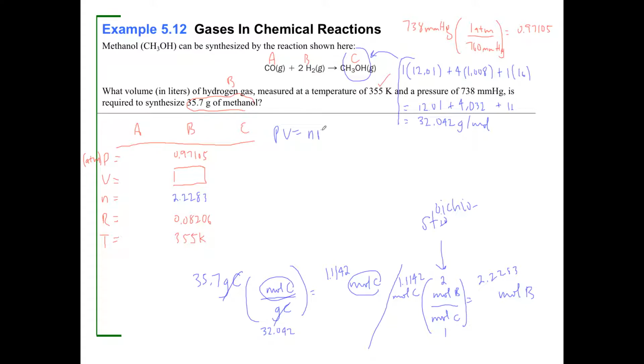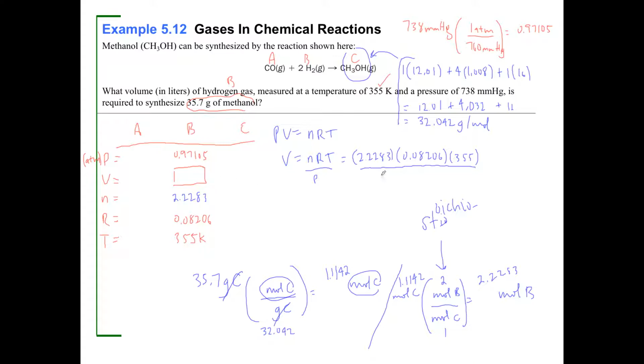And now I'm ready to calculate V, right? PV is equal to nRT. V then is going to equal nRT over P, which is equal to 2.2283. I'm afraid I'm running low on space here, so I'm not going to put the units in. It's a really good habit, and I hope you do put them in.